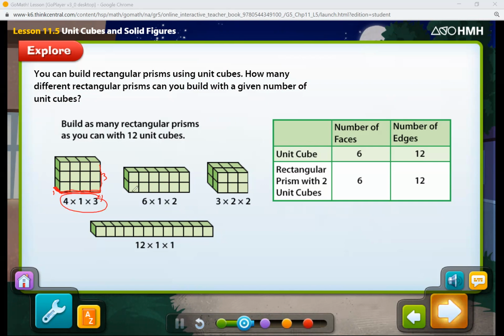So here we have 6. 1, 2, 3, 4, 5, 6 is the length. The width, how wide is it? It's only 1 unit wide. And then the height is 1 and 2. This one's a little different because we have a width of 2. It's 2 deep. And it's 2 units high and 3 units long.